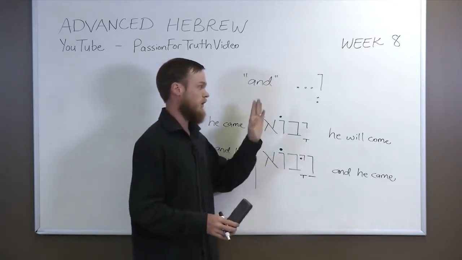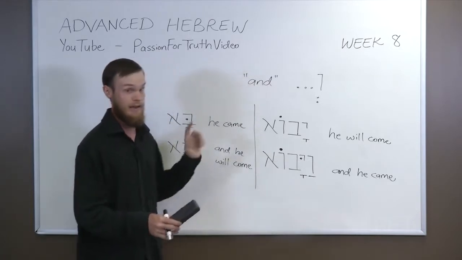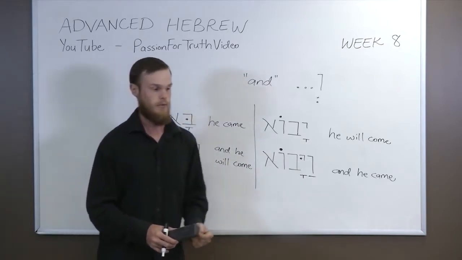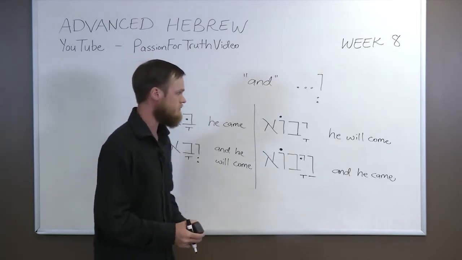But this vav will invert. It's called the vav that inverts. It flips the future to the past. It can flip the past to the future. Okay, so be aware of that vav. You'll see it all over the place.